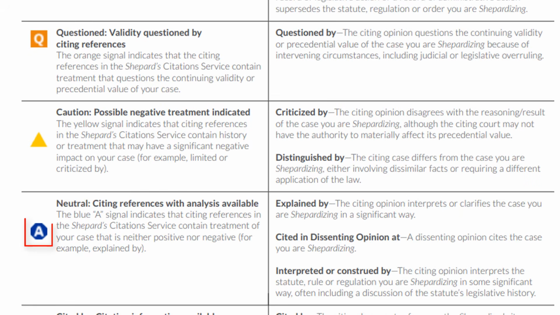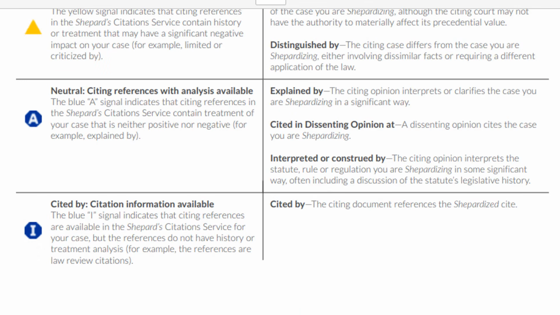The blue A means that the case has been cited in another opinion in a neutral manner, and the blue I indicates that the case was cited in another opinion with no positive or negative treatment.